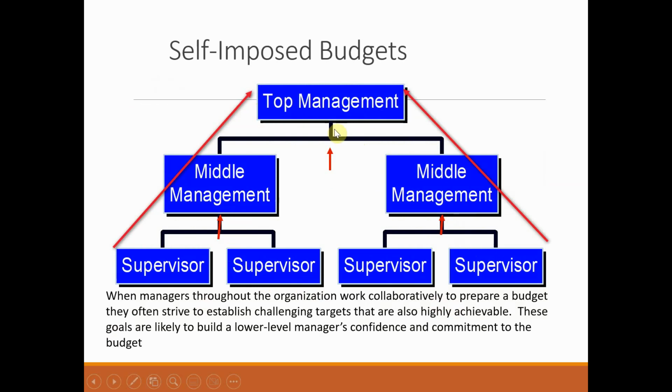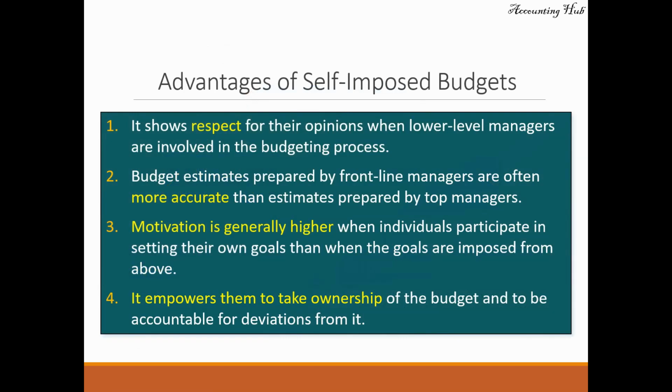So the top manager coordinates the process instead of doing the budget. Advantages: show respect for the opinion of the lower level managers. Budget estimates prepared by frontline managers are often more accurate because they know what they are doing. Motivation is generally higher when individuals participate in setting their own goals and it empowers them to take ownership of the budget.